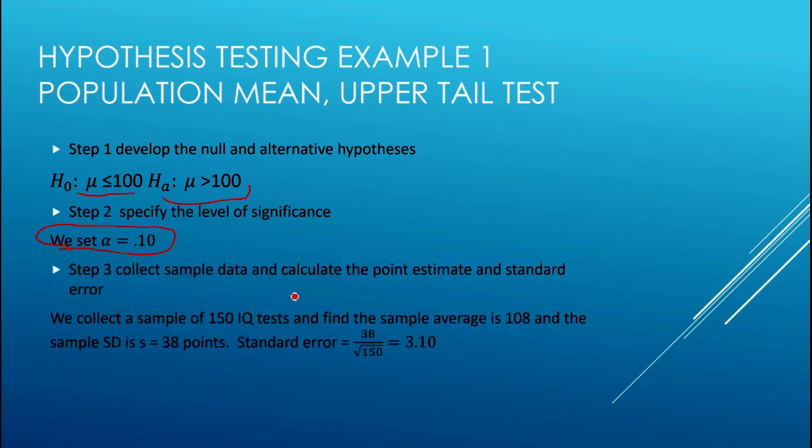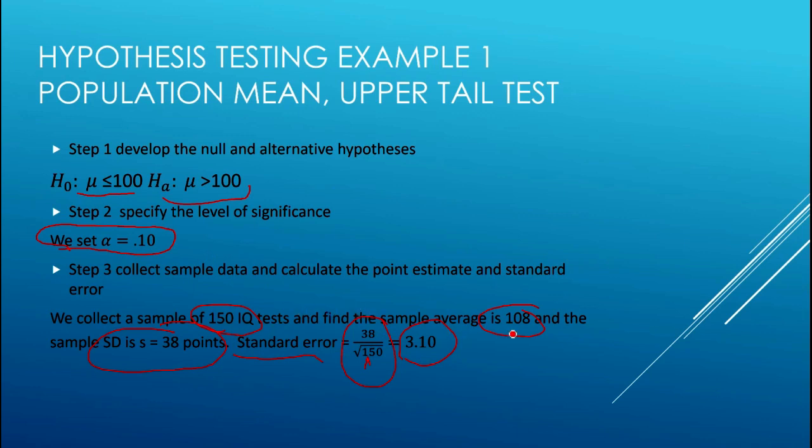Now I'm going to go out and collect sample data and calculate the point estimate and the standard error of that estimate. So you already know I have 150 IQ test scores. The average is 108, and the population standard deviation is 38 points. To get the standard error of the estimate, which I need to calculate my test statistic, I take that 38 and divide it by the square root of 150, the sample size. We've covered that before, the equation for the standard error of the estimate when we're talking about the sample mean. And what we get is 3.1. All that information is going to show up in the calculation of the test statistic.